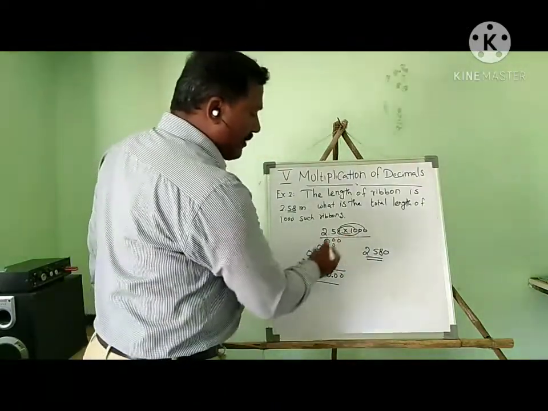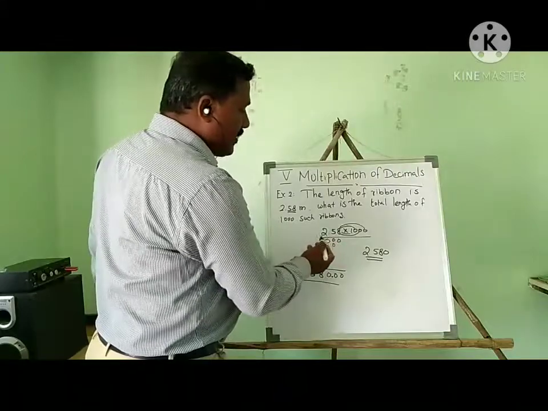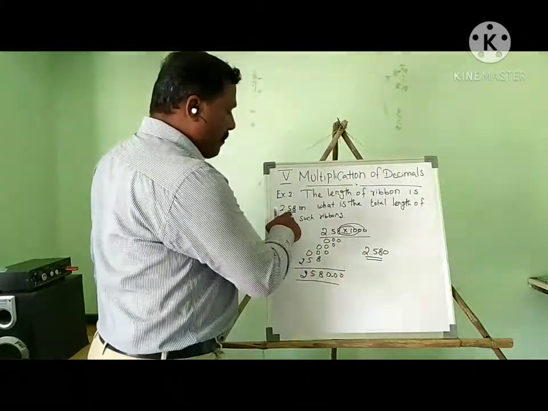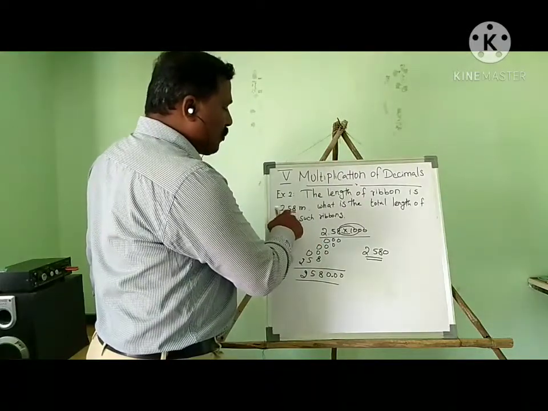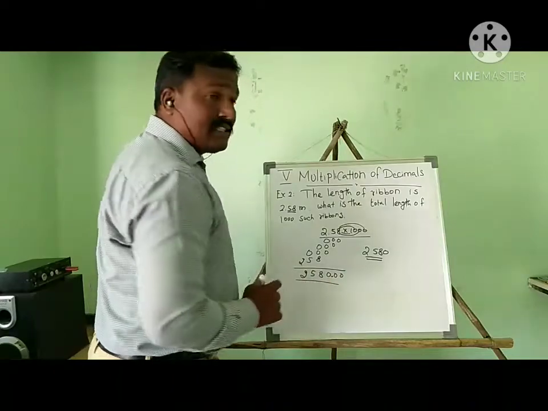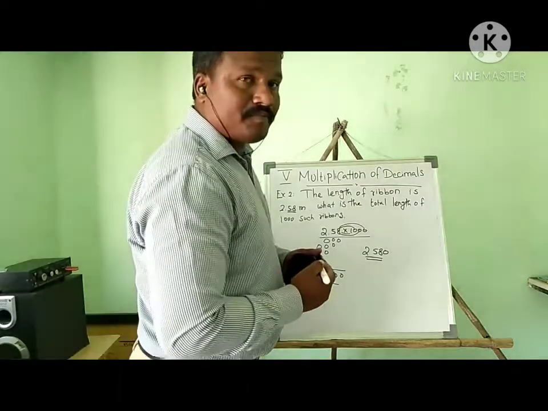So you can find the answer this way. You just multiply all the numbers. Finally, you have to put a decimal point for the given sum. How many decimal places are there? Here 2 places. So if you put the decimal point after 2 places, the remaining is the answer. This is the answer.